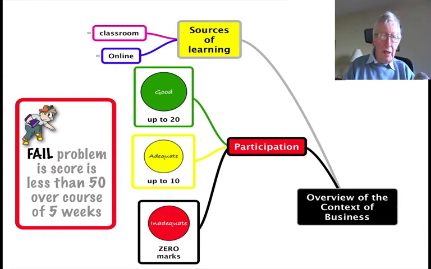Good participation gets you up to 20 marks per week. Adequate participation, as the name suggests, means you're doing some work but perhaps not really excellent work, and that gives you up to 10 marks. Inadequate participation means that in our judgment you're not participating in class, you're sitting there with your group perhaps doing nothing, you're not contributing online, there's no information from you in the group blog and so on.